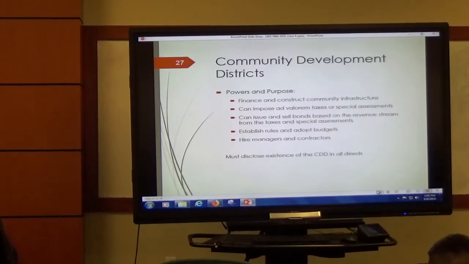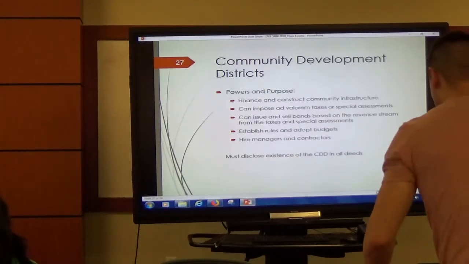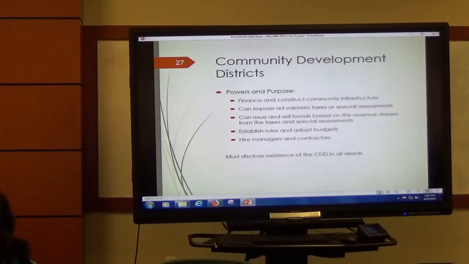So these are the powers: to finance and construct community infrastructure. They can impose ad valorem taxes or special assessments, issue and sell bonds based on the revenue stream from those taxes. They can adopt development rules themselves and adopt budgets. They can hire managers and contractors. So some CDDs do their job and go away, but some of them will continue as a quasi-governmental layer.